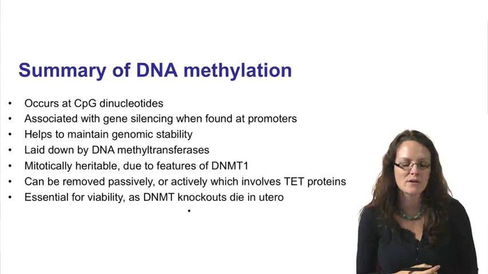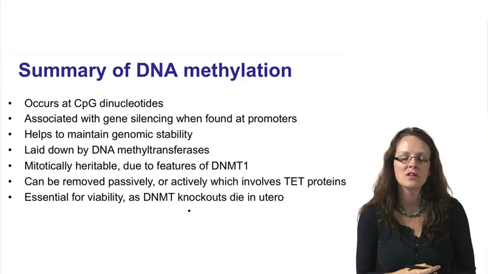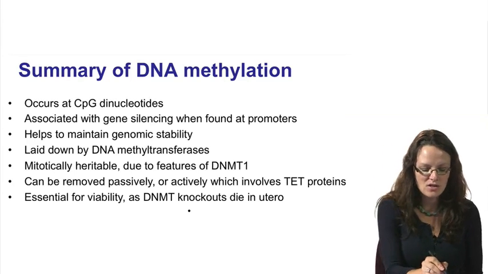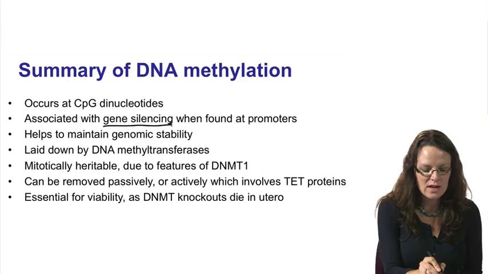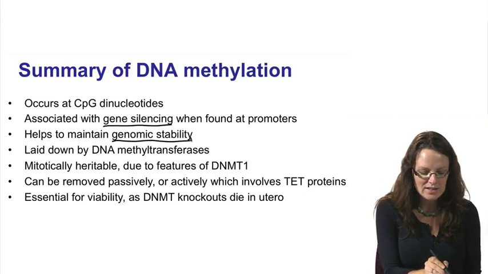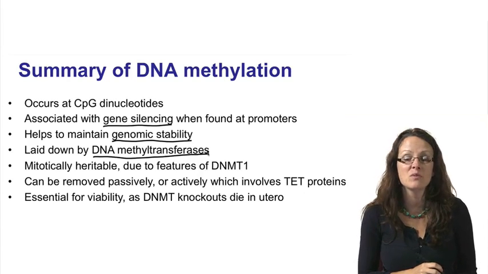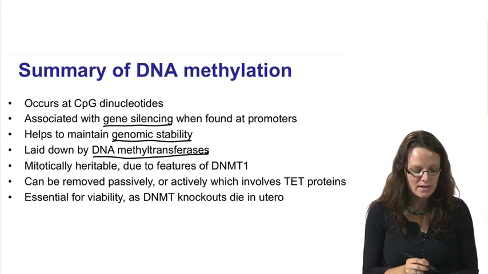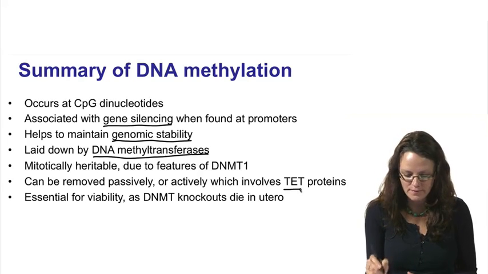So in summary of DNA methylation, we know that it occurs predominantly at CpG dinucleotides in mammals. It's associated with gene silencing if it's found at the promoters. It helps to maintain genomic stability in several different ways. It's laid down by the DNA methyltransferases, and it's mitotically heritable because of the features of one of these, DNMT1, and it can be removed either passively or actively through the TET proteins.